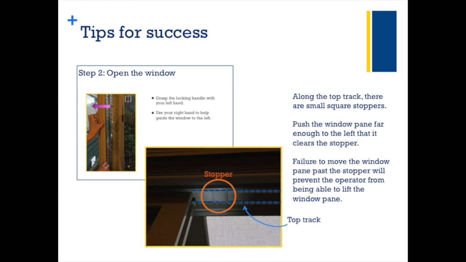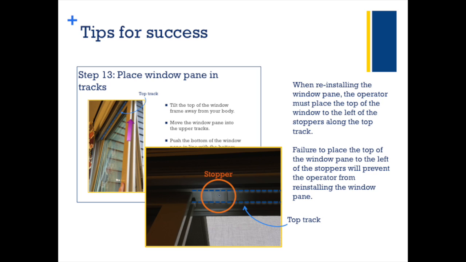When opening the window, the operator needs to be aware of the stopper in place along the top track of the window. If the operator does not push the window pane far enough left past the stopper, they will not be able to lift the window pane, and that will prevent them from being able to pull the window pane out of the window opening.